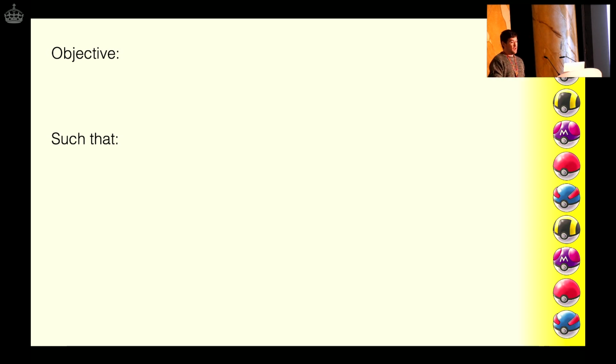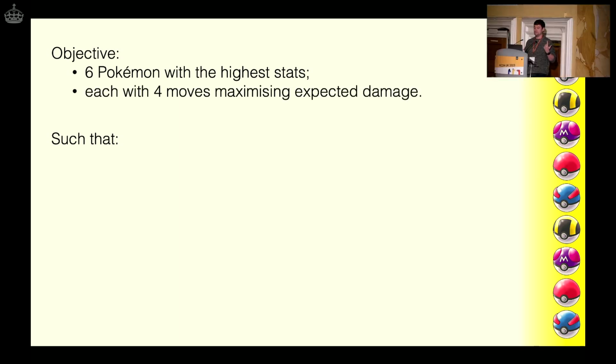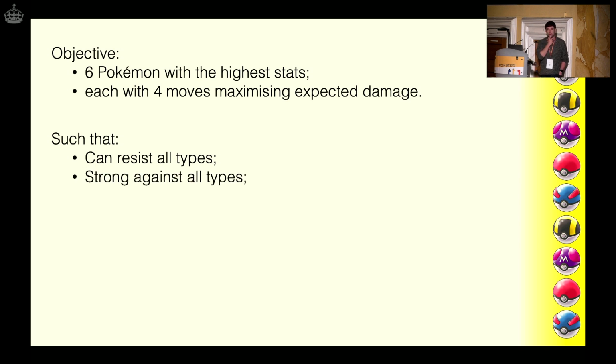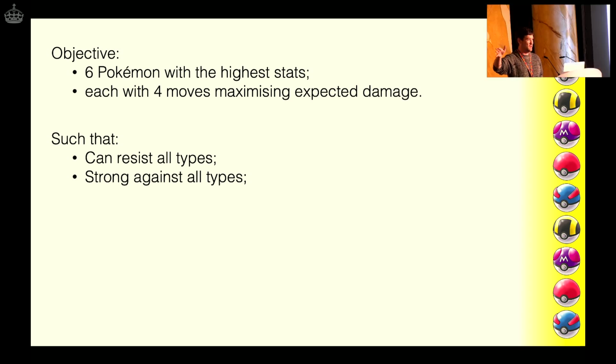So the problem I want to solve then is I want to find the team of 6 Pokemon with the highest stats, each with 4 moves that maximize the expected damage. But I've got some constraints. For each type available, I want a Pokemon in my team that can resist moves of that type. For each type, I want there to be at least 1 Pokemon on my team that knows a move strong against that type. But I also want them not to be weak against that type. There's no point being strong against it if you're also weak against it.